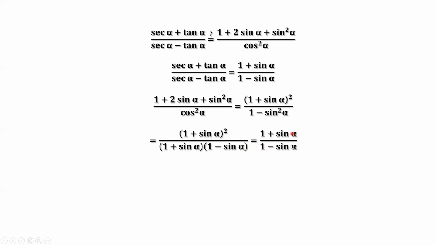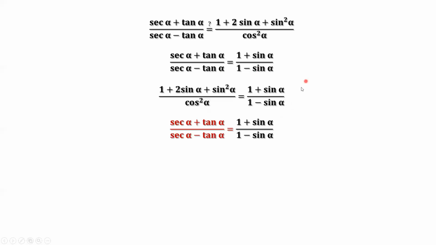This is what we have from the right-hand side. It is the same as what we simplified the left-hand side to. Left-hand side, we have this simplest form. This is also the simple form of the right-hand side. This is a bridge. That means we have proved the left-hand side equals the right-hand side.